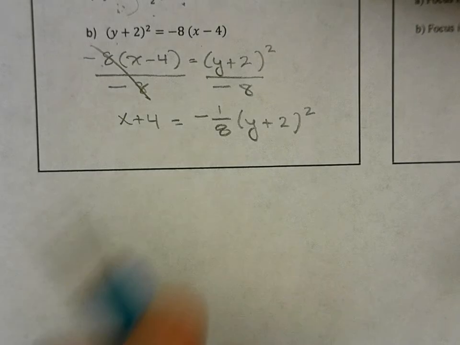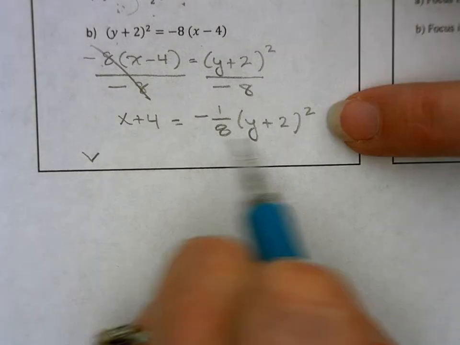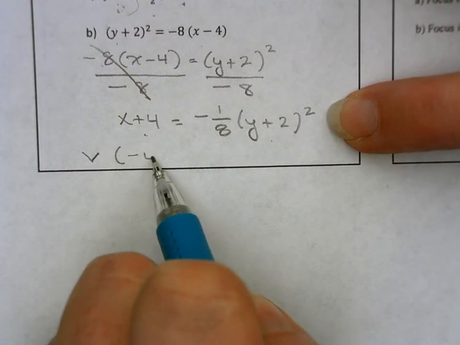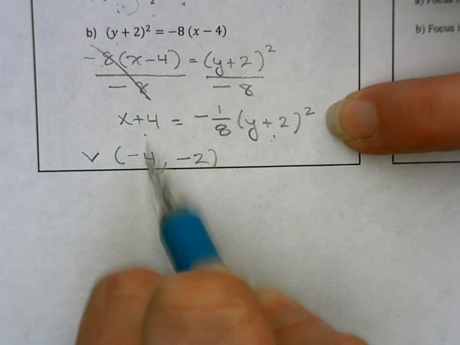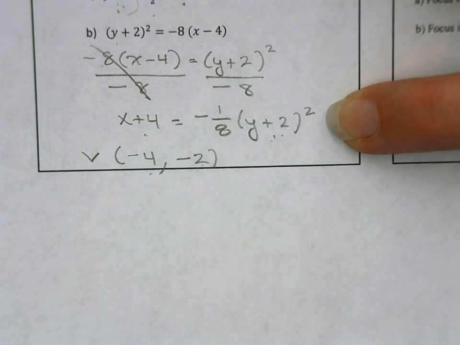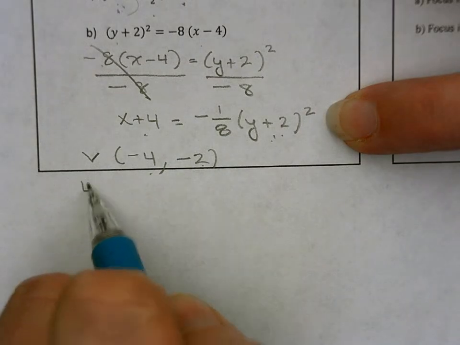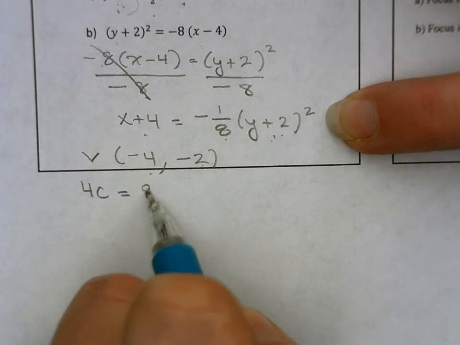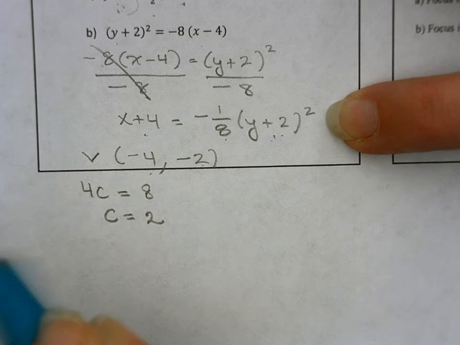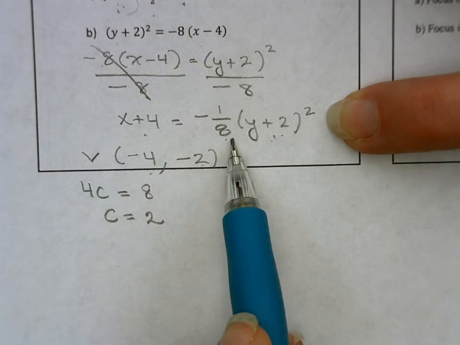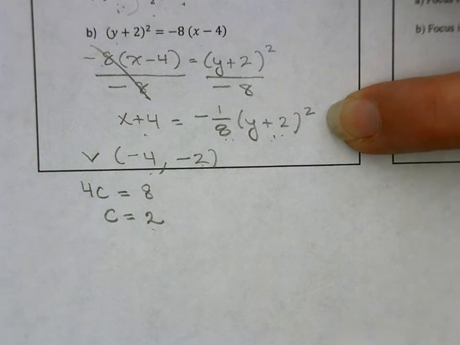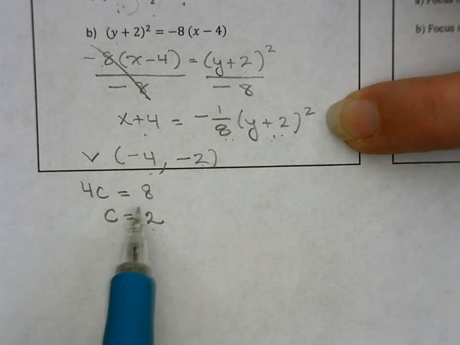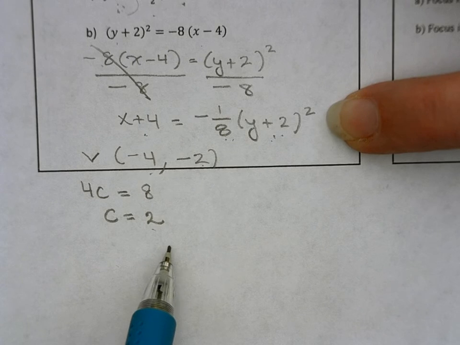So then for my vertex, look to see what affects the x and what affects the y. So negative 4, negative 2. Now I'm going to find my c value, so I know 4c equals 8, so then c equals 2. And you can drag that negative along with you as well, because then if you see that c is negative 2, even though it's a distance, it will remind you go in a negative direction. So if you write this as 4c equals negative 8, c equals negative 2, it might remind you, oh yeah, I need to go in a negative direction.